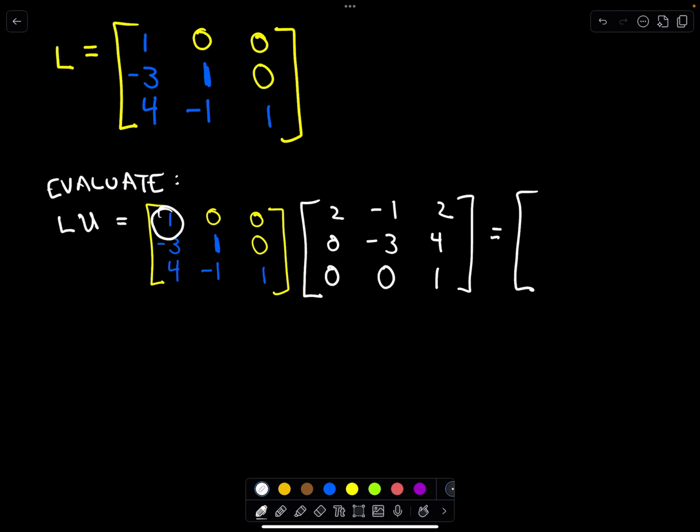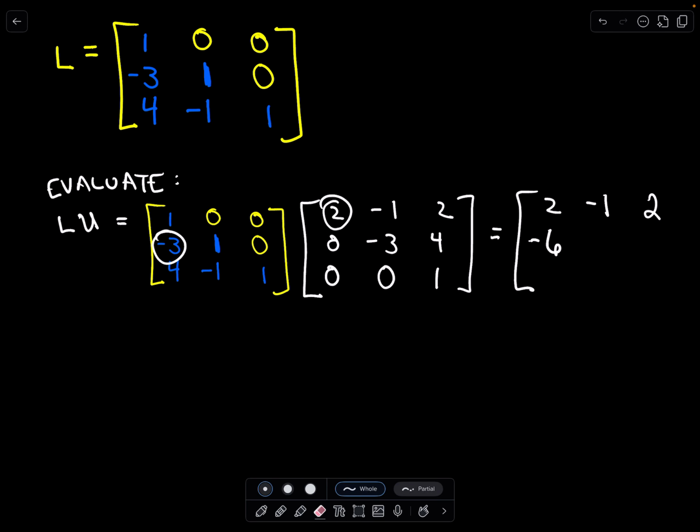So let's see, I would have 1 times 2, and then the rest of the entries would be zeros, so I would get a 2 there. Maybe we can do it real quick. That's the magic of these, right? So row by column. Notice I would have a 1 times a -1, and the rest of the entries would be zeros, so I would get a -1 here. And then I would have a 1 times a 2, and the rest would be zeros. Likewise, -3 times 2, that's going to be -6, but the rest of the entries are going to be zeros again. Let's see, -6.